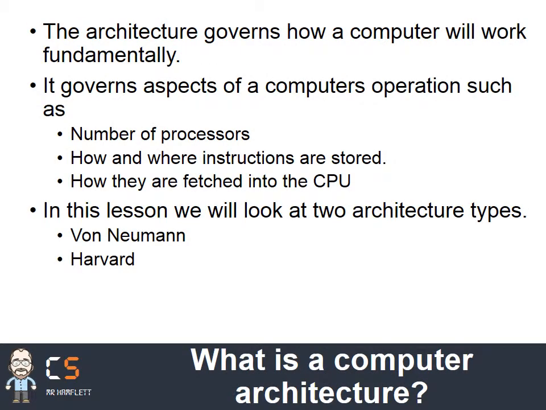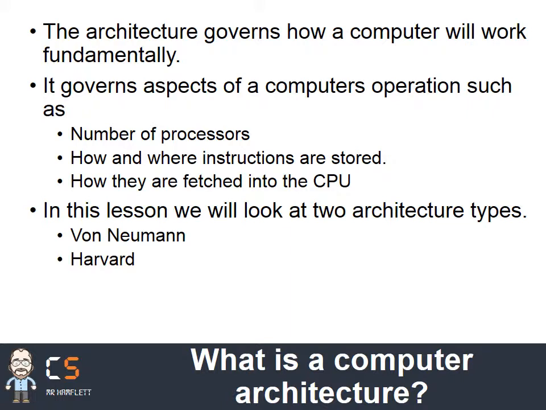So, what is a computer architecture? In order for us to fully understand von Neumann and the Harvard architecture, we need to understand what we mean by architecture. Essentially, it's how fundamentally the computer is going to work. It's how the programs can be saved, all that kind of aspect of it. So the number of processors, where they're stored, how they're fetched in the CPU, how the input and output devices connect together, all those kinds of things are effectively governing the architectures.